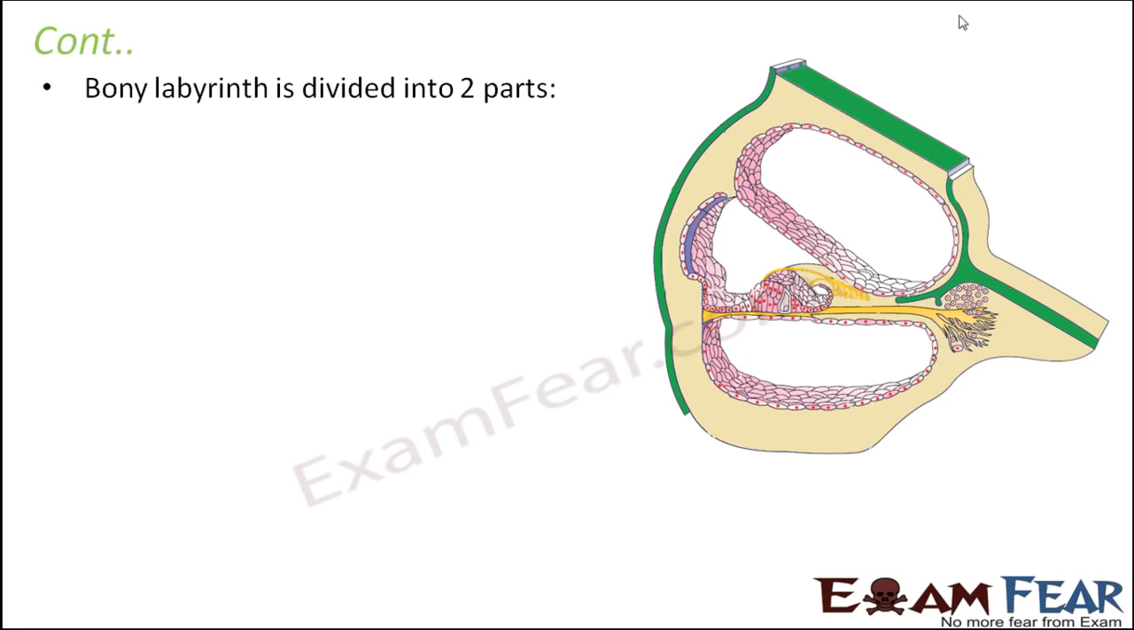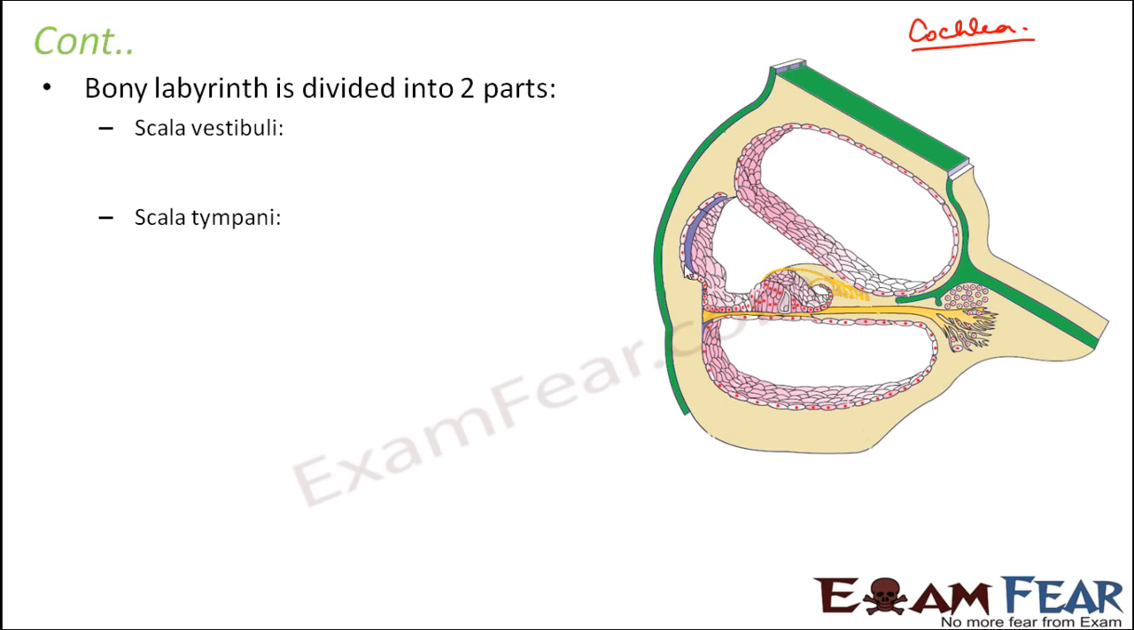Now this is a detailed structure of the cochlea, only the coiled structure. That structure, in detail, looks like this. So this is broadly divided into two parts, that is the scala vestibuli and the scala tympani. So where is scala vestibuli and scala tympani?